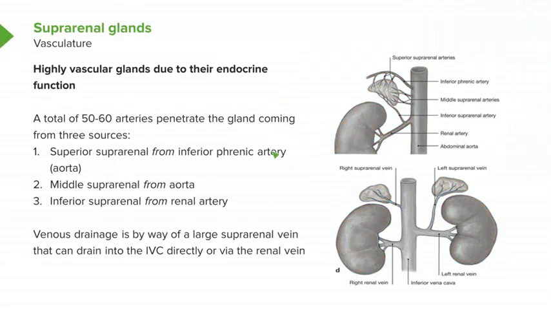If here's our suprarenal gland, we can see here on the supramedial aspect of the kidney, and here we can see the aorta. We have 3 suprarenal arteries, a superior, a middle, and an inferior. The superior suprarenal artery comes from what's known as the inferior phrenic artery.